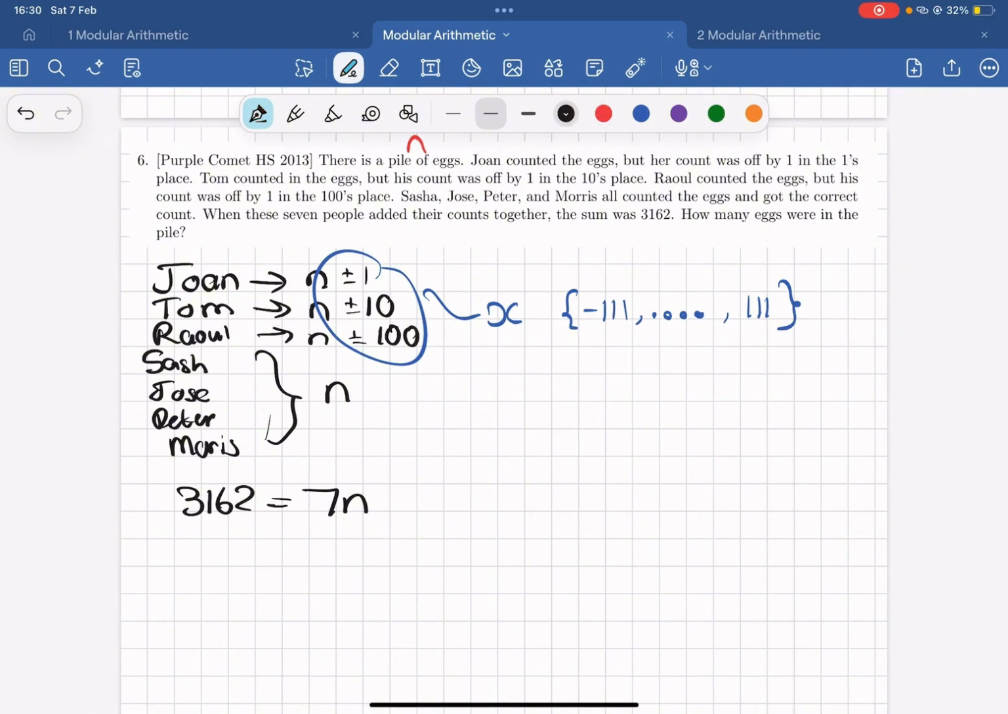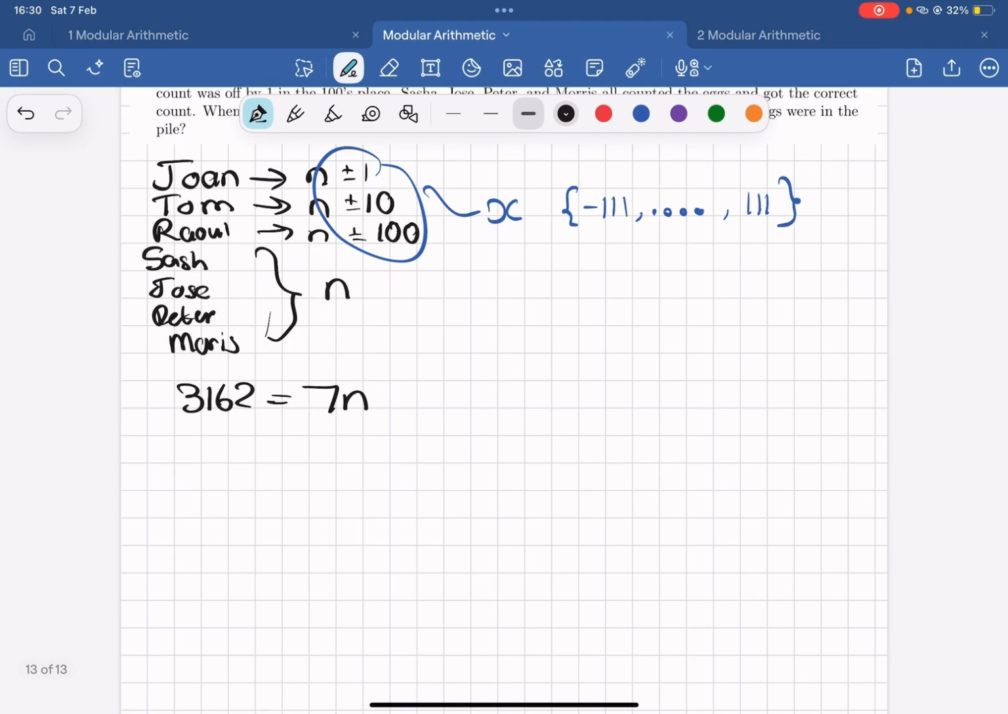Or is it 8? Let's think. Choose 1, 2, 3. I think there's 6 or 8. Actually, there's 8 elements in this set, because we can choose 2 from here, 2 from here, 2 from here. So we do 2 times 2 times 2, which is 8. And we can say 3,162 is equal to 7n plus x.